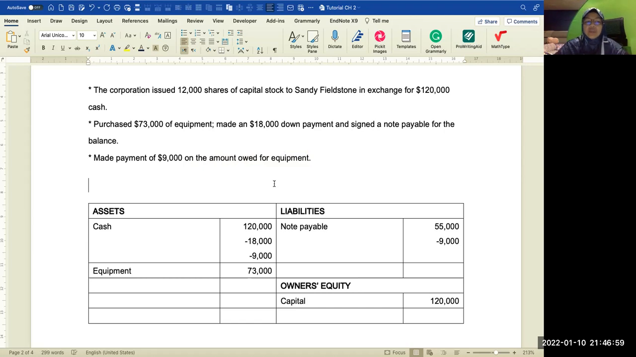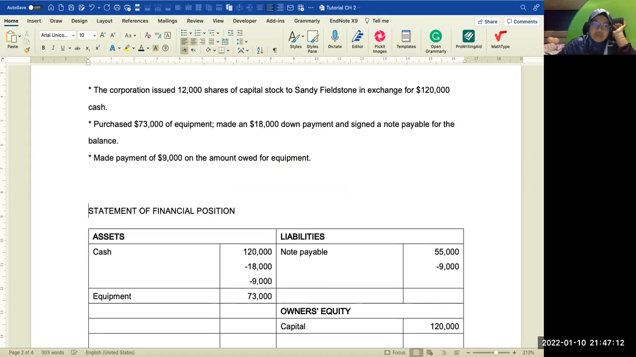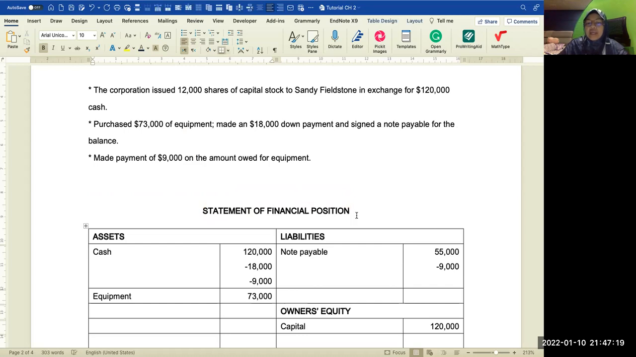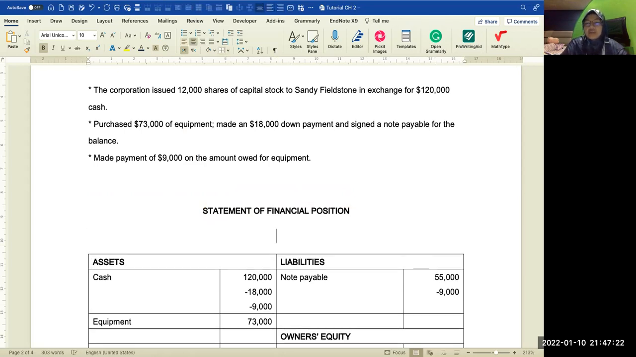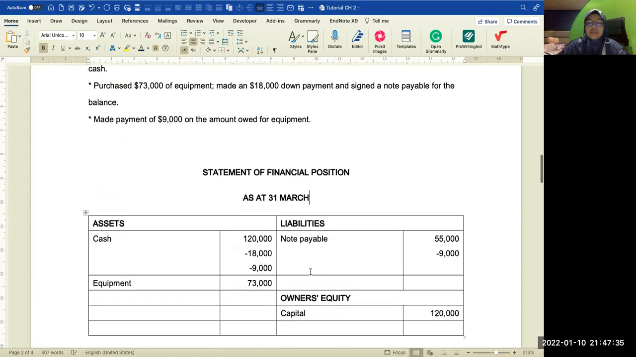So what do you call this? This is what we call the statement of financial position. Normally you will have a period, so you have to say as at, for example, 31st of December. Is it 31st December? There's no month. As of 31st March. No year given. All right, so this is how you do it.